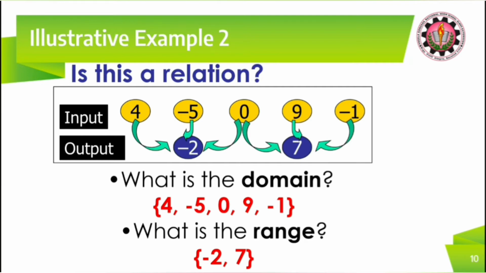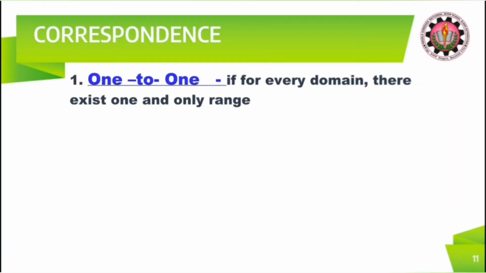So, your relation again is a set of ordered pairs. We have what we call the domain and range, x and y, input and output. A relation also has correspondences. The correspondence in number 1 is one-to-one, if for every domain there exists only one range.